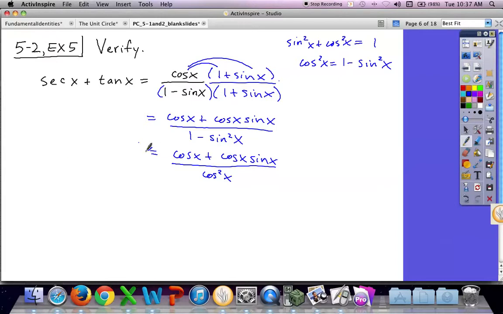Okay, now I'm going to go this way. I can write that as 2 fractions: cosine x over cosine squared x, plus cosine x sine x over cosine squared x.